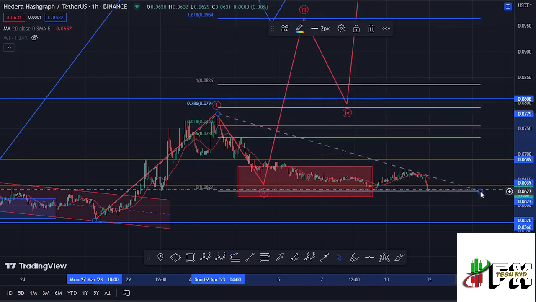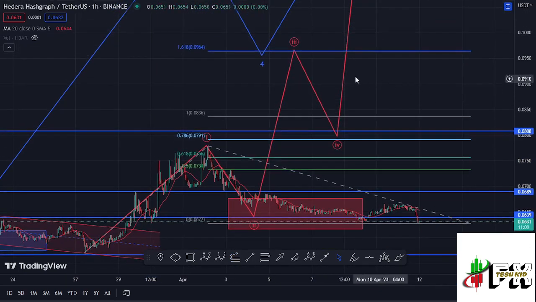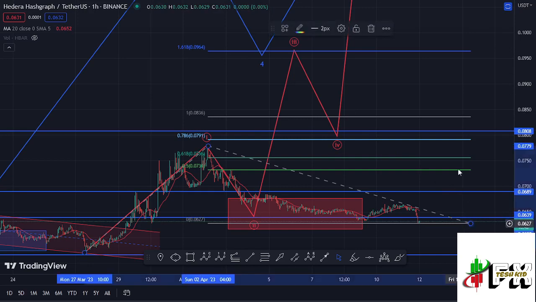That now gives me a target area in the formation of that wave 3 at the fib level 1.618, and that is at around the $0.0964 mark. And that is the minimum that we can expect Hbar to do here on the short-term scenarios in case we start gearing up in the formation of that wave 3.